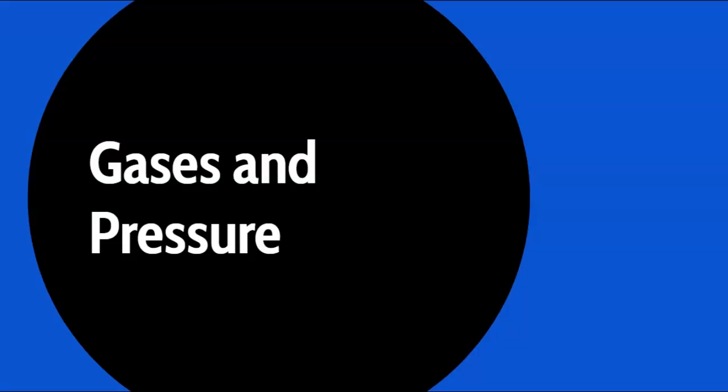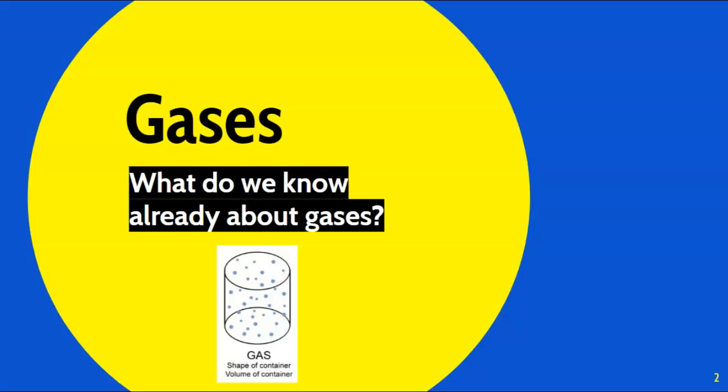The next topic we're going to be learning about in chemistry are gases and how they behave. So before we get into that, we need to talk a little bit about exactly what gases are and pressure with gases. As you remember from your states of matter, there are solid, liquid, gases, and plasma. So what do we already know about gases?